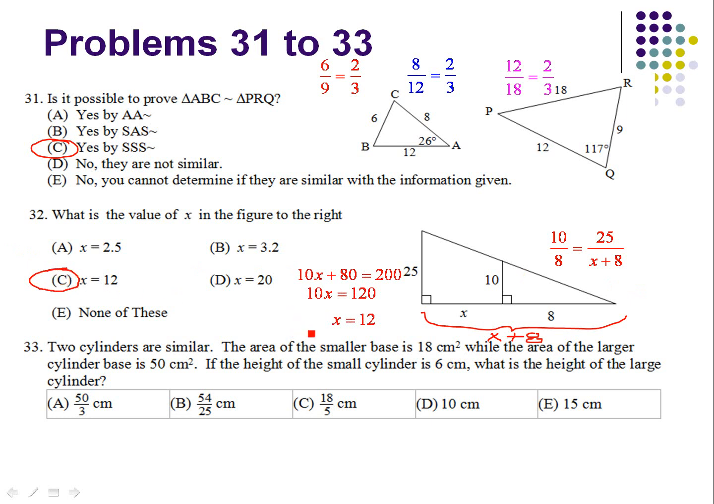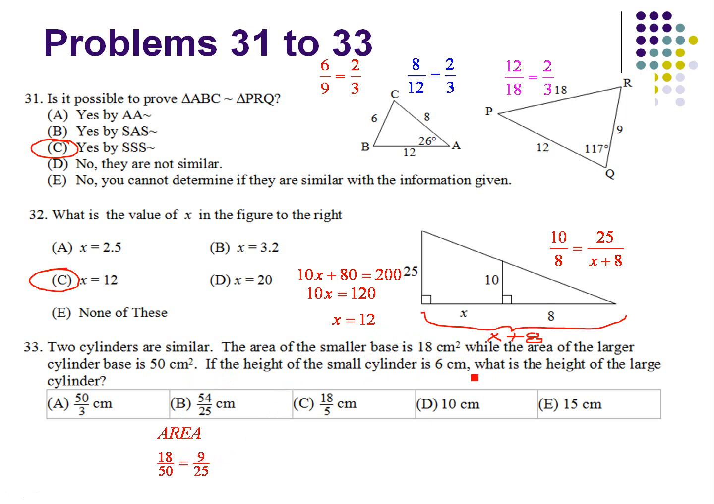Now, when we're working with similar figures, the sides are proportional, the areas are proportional, the volumes are proportional, but they're not proportional in the same way. So I've got to find the correct proportion for each one of them. Well, we're told the smaller base area was 18 centimeters squared. The larger was 50 centimeters squared. So that tells me my area ratio is 18 over 50, which I should reduce to 9/25.